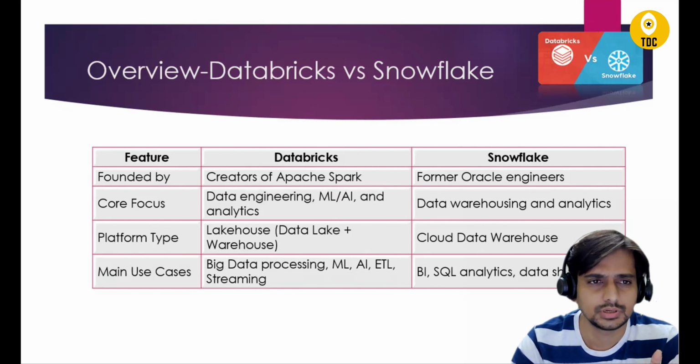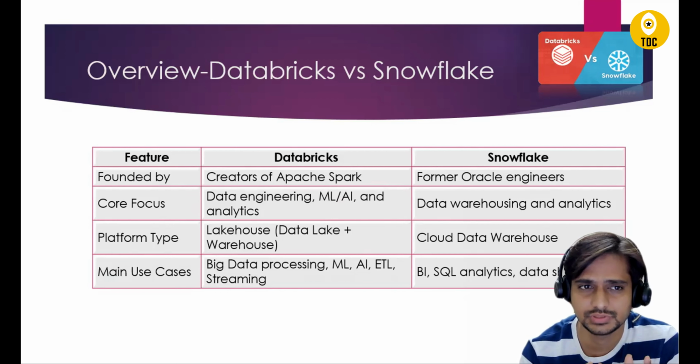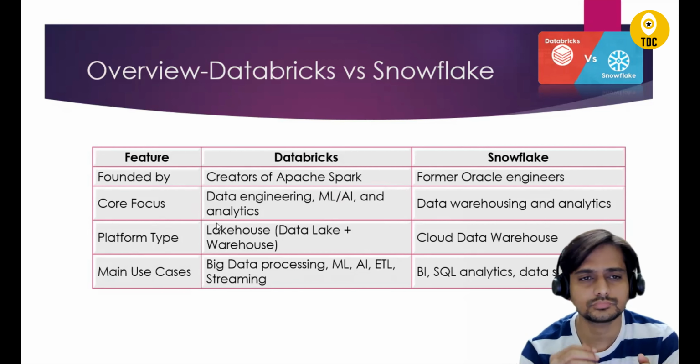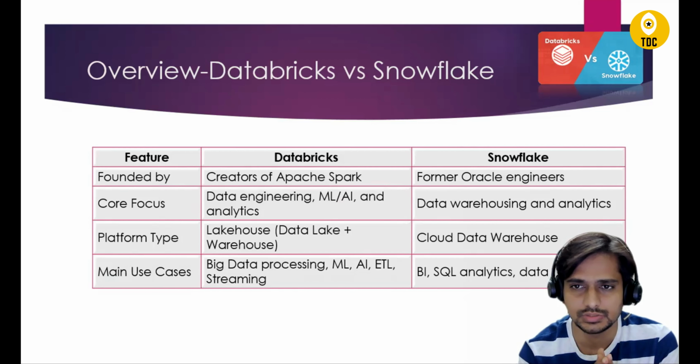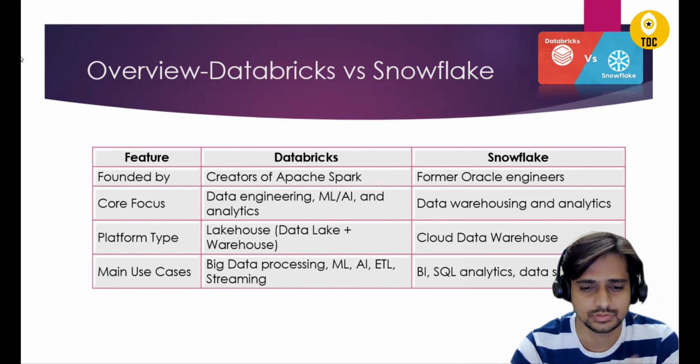If you take the platform type, Databricks is built on the lakehouse concept. Databricks introduced the concept of the lakehouse, a hybrid between the data lake and the data warehouse. So it gives you the flexibility of unstructured data with the performance of structured querying, all in one platform. On the other hand, Snowflake is a cloud data warehouse through and through, right? It separates compute and storage, and it offers on-demand scalability, ease of use, and super fast SQL querying with virtually zero maintenance. That is the main agenda of Snowflake, right?